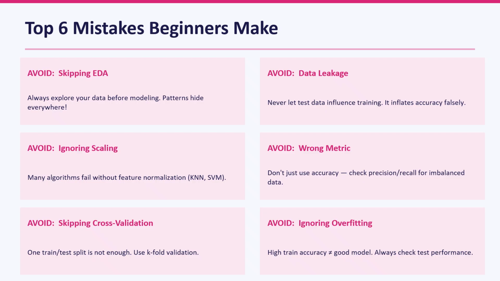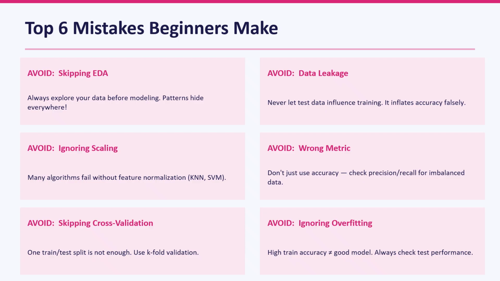Mistake 1, skipping EDA. Beginners often jump straight to modeling without exploring the data. You will miss outliers, imbalanced classes, and key patterns. Always explore first. Mistake 2, data leakage. This is a sneaky one. If your test data somehow influences your training process, for example, you scaled your features using statistics from the whole dataset, including test data, your accuracy will be artificially inflated. Always split first, then transform.